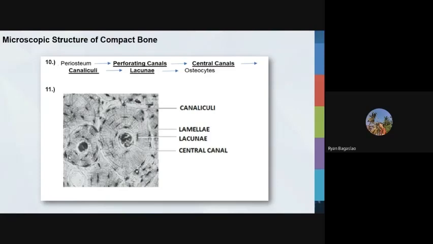So for number 11, the first label here, our answer is canaliculi. Canaliculi are layers of bony matrix around the central canal. Next label here is lamellae, or the site of osteocytes. And the third is the lacunae, which are the longitudinal canal carrying blood vessels. And lastly is the central canal, which are mini canals connecting osteocytes of an osteon. So that's all for the microscopic structure of the compact bone.